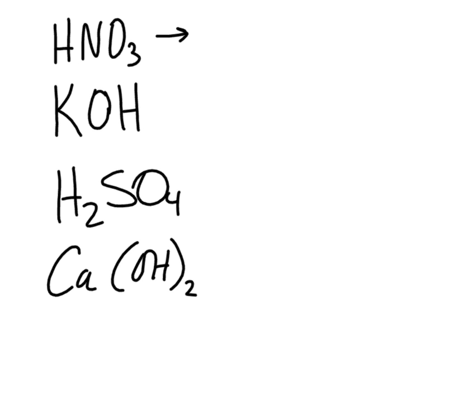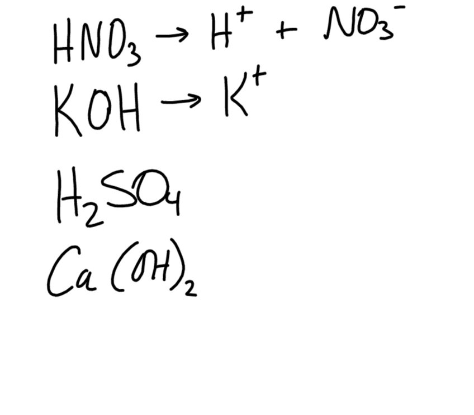So with nitric acid, I'm going to have my hydrogen ion, and that's going to ionize into hydrogen and the nitrate ion. Okay, I have one nitrate on both sides. I have one hydrogen on both sides. We're good, and my charges are going to balance out. Potassium hydroxide, potassium plus and OH minus. Okay, there's my hydroxide that's been ionized.